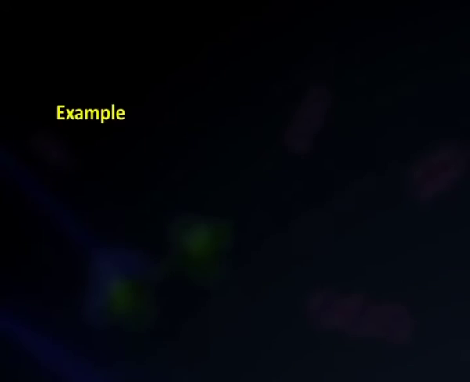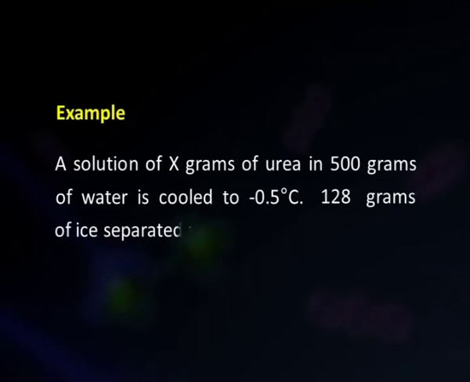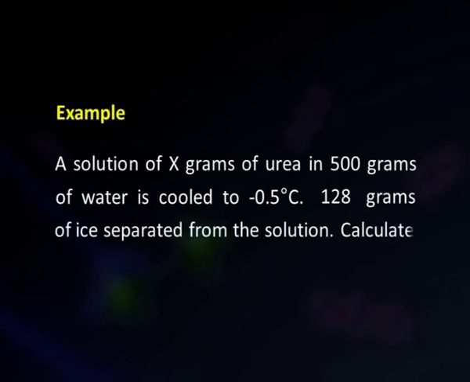There is another example for better understanding of the van 't Hoff factor for depression of freezing point. A solution of X grams of urea in 500 grams of water is cooled to minus 0.5 degrees Celsius. 128 grams of ice separated from the solution.